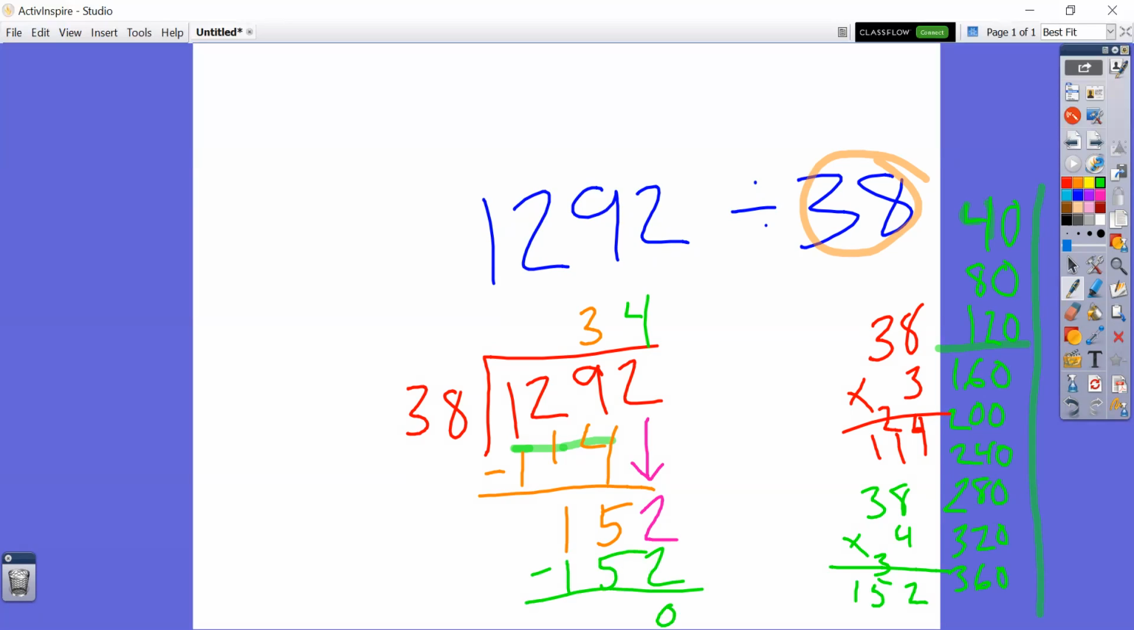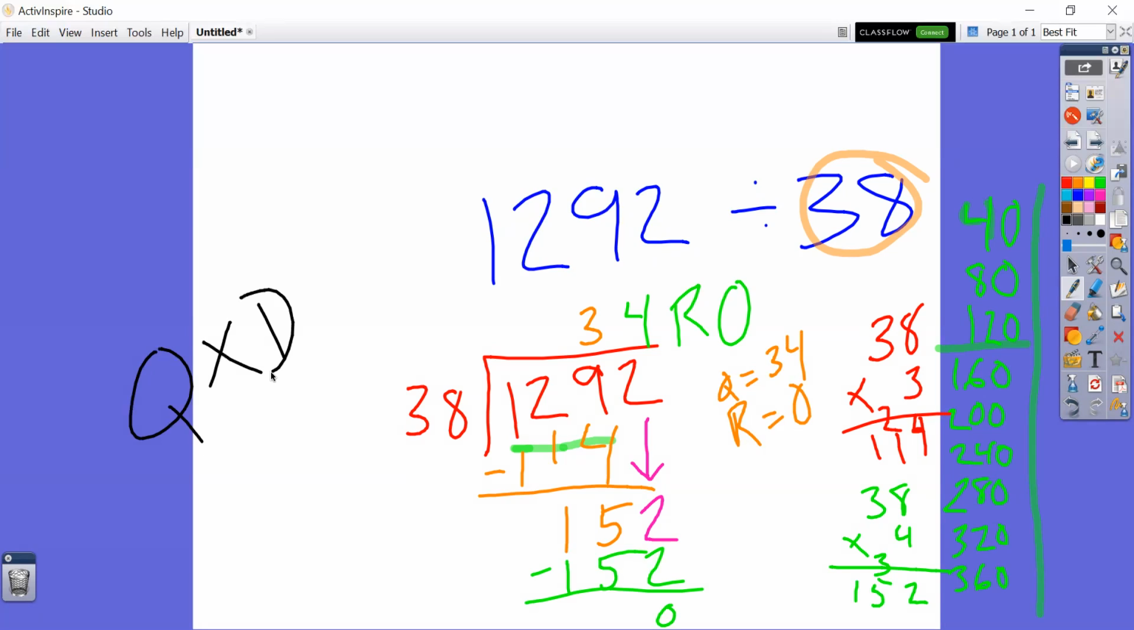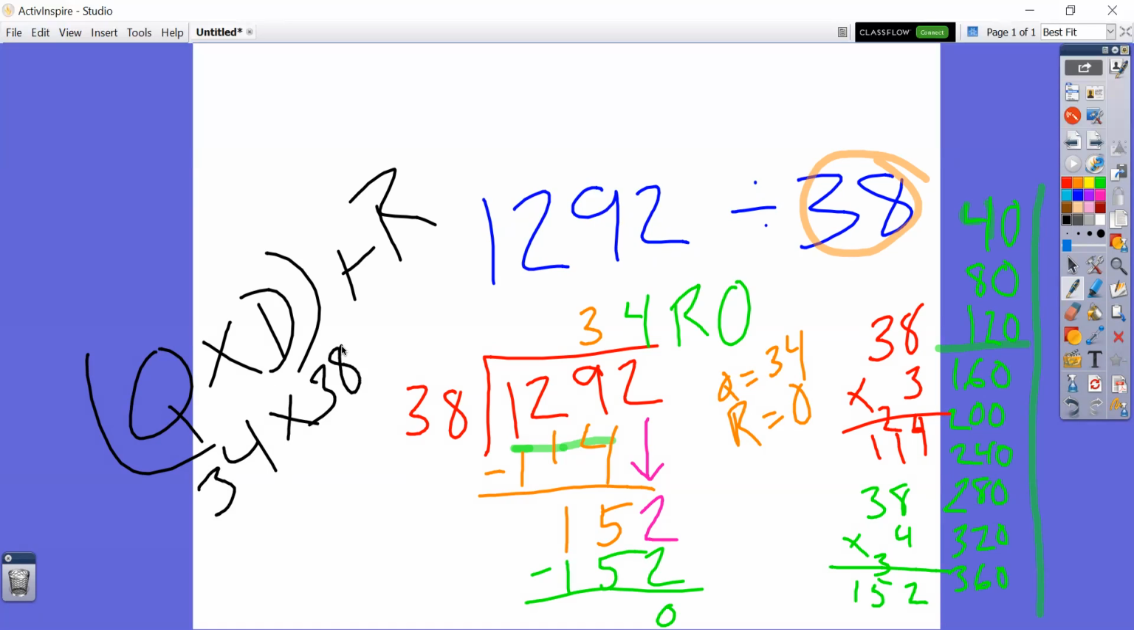So when I subtract, there's no remainders. But if there was, I would represent it up here. And then I do my Q equals 34, R equals 0. And then I can do my quotient times divisor plus remainder. So quotient was 34 times 38 plus 0. Well, that'll be an easy part.